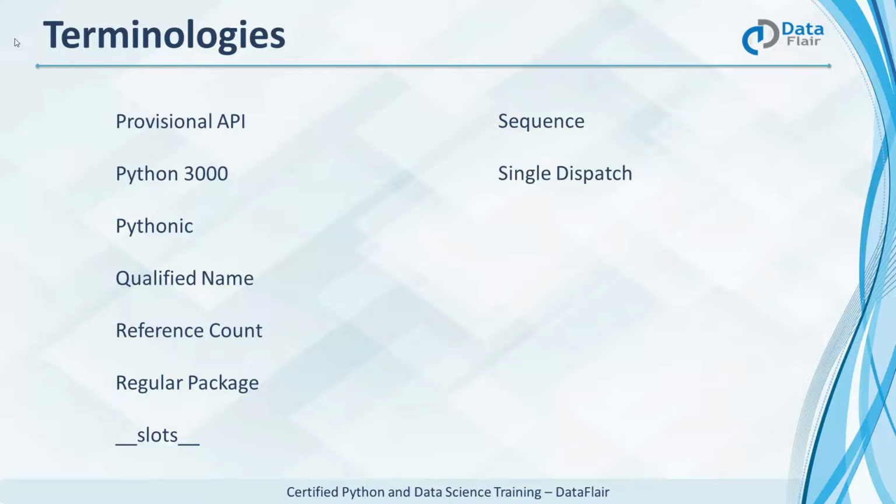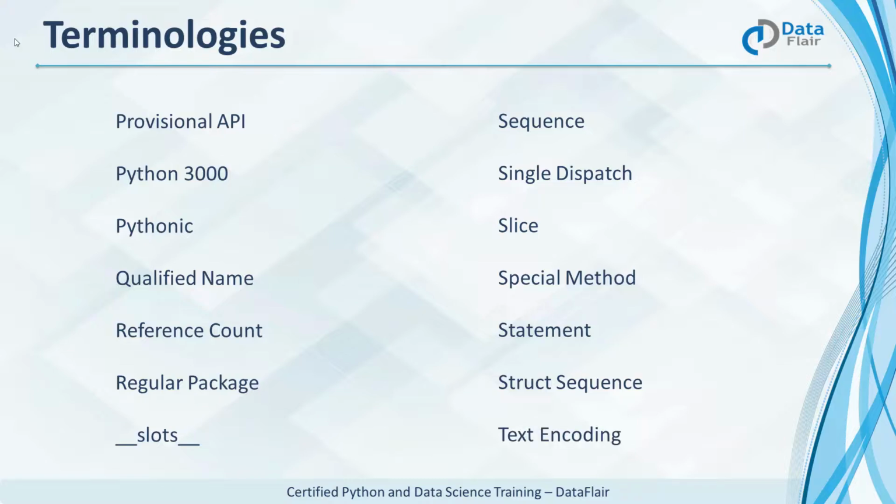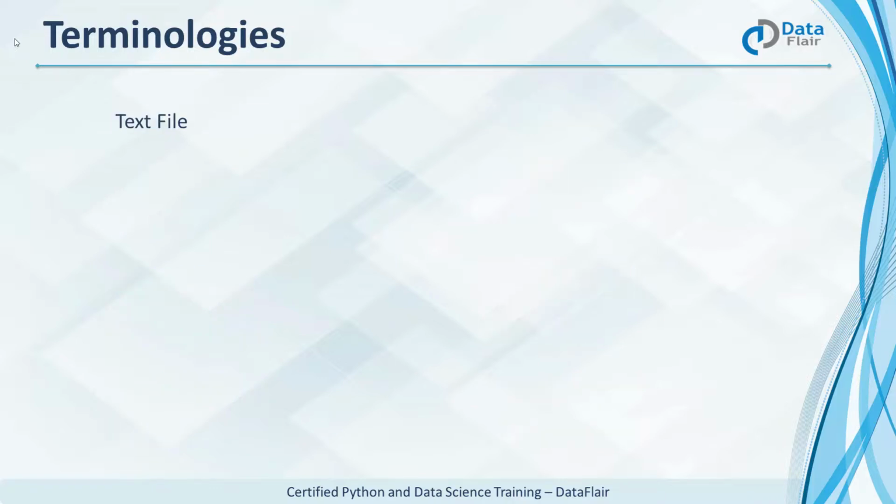A single dispatch is a generic function dispatch where a single argument's type decides the implementation. A slice is an object holding a part of a collection. And Python implicitly calls special methods to execute operations. Statements are blocks of code, and struct sequences are tuples with named elements. We also use codecs to encode Unicode strings to bytes. Text files can read and write string objects. When we delimit strings with 3 pairs of single or double quotes, we create docstrings.